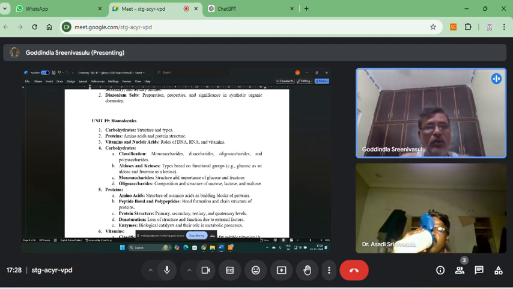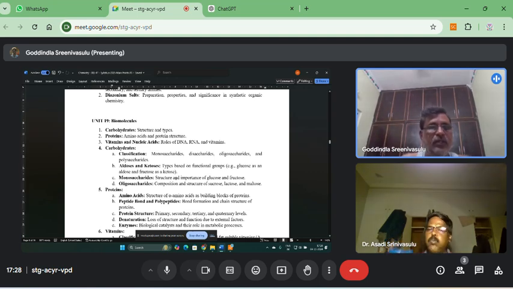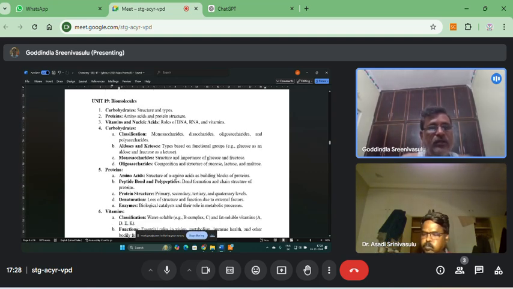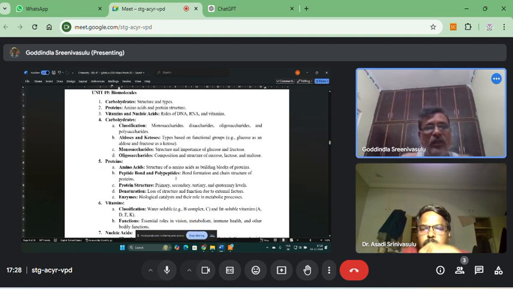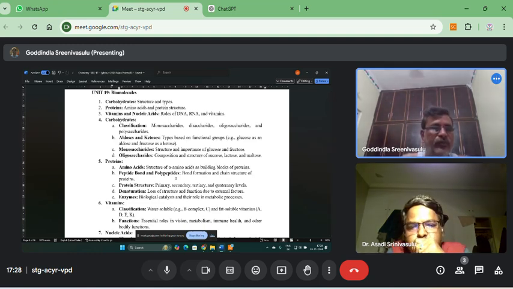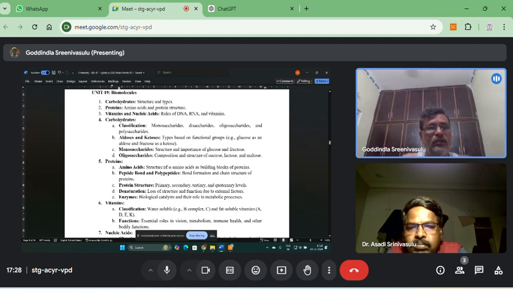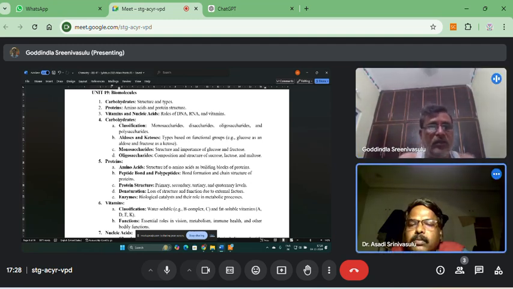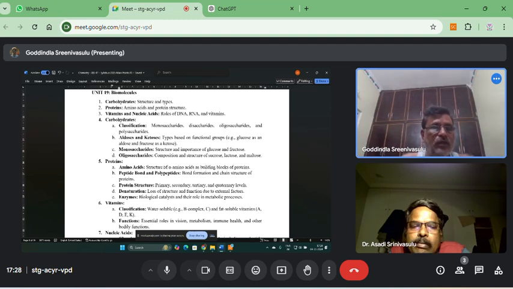So that is the roles of DNA, RNA, and vitamins. And carbohydrates, how they are classified, like monosaccharides, disaccharides, oligosaccharides, and polysaccharides, aldoses and ketoses, the types of these functional groups. Example, glucose as an aldose and fructose as a ketose. Like that, there is a distinction between aldose and ketose.